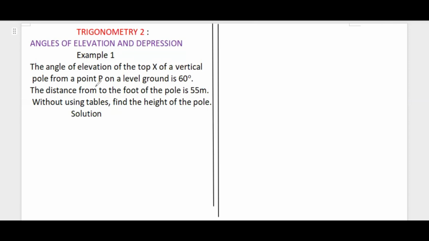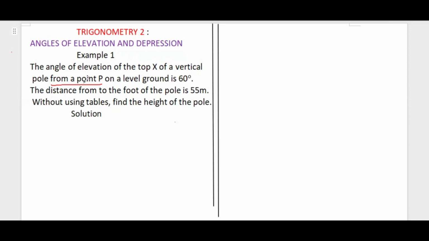In elevation and depression, and also in topics such as bearing, it is the word "from" that determines where the angle is. So this angle is at point P. They said from point P. Even though they said the angle of elevation of top X, that doesn't make this angle be at X. So it is at P. Let's take note of that.